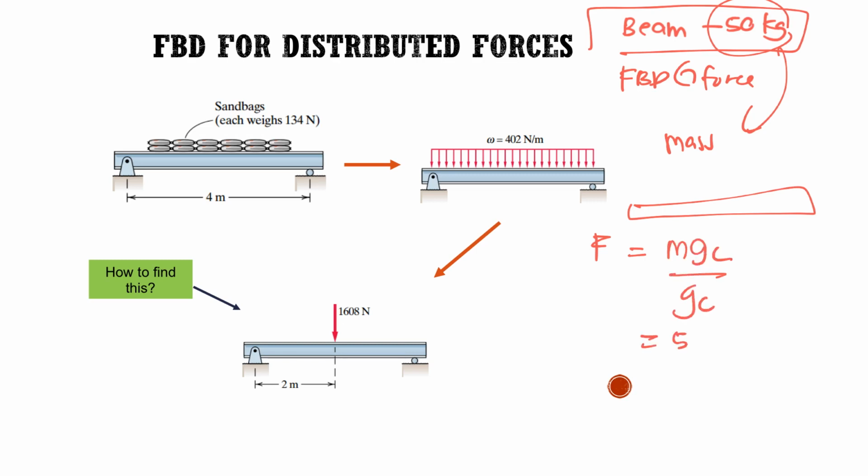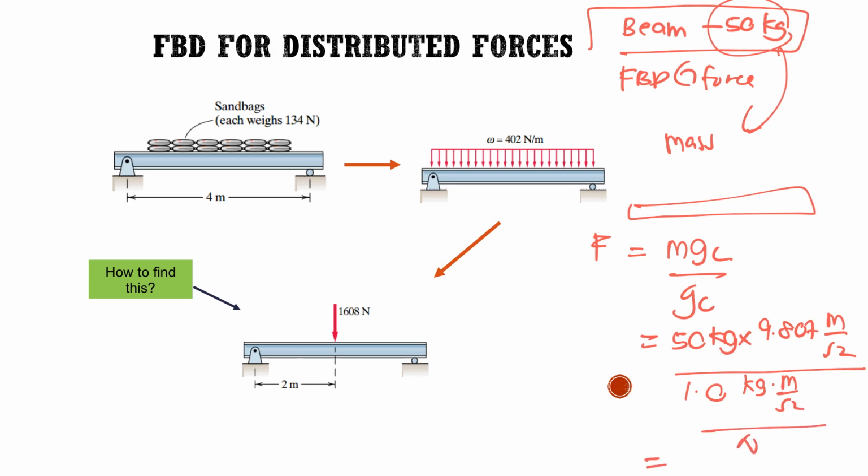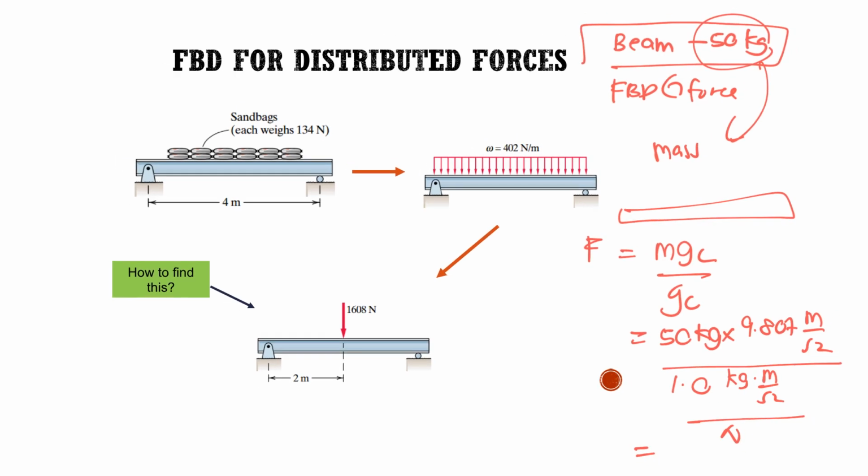So it's going to be 50 kilogram times GL, which is 9.807 meter per second square, and then GC is 1.0 kilogram meter per second square over Newton. You find the force first. So 50 times 9.807 is going to be 490.4. Please take 3 or 4 significant figures for Newton.